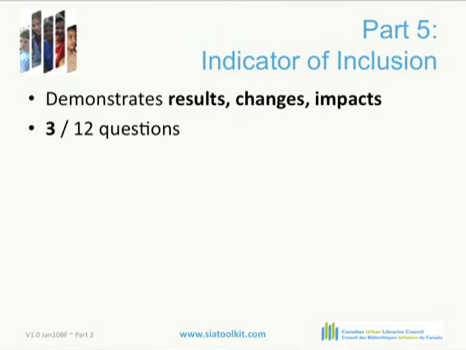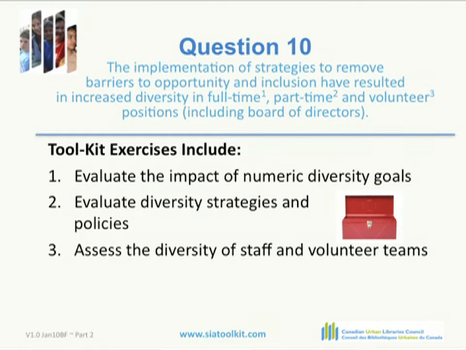So let's go through some of the details of this indicator. This indicator includes 3 of the 12 questions, and it focuses on, again, as I said, demonstrable results. So let's take a look at question 10. The implementation of strategies to remove barriers to opportunity and inclusion have resulted in increased diversity in full-time, part-time, and volunteer positions, and this includes the board of directors.